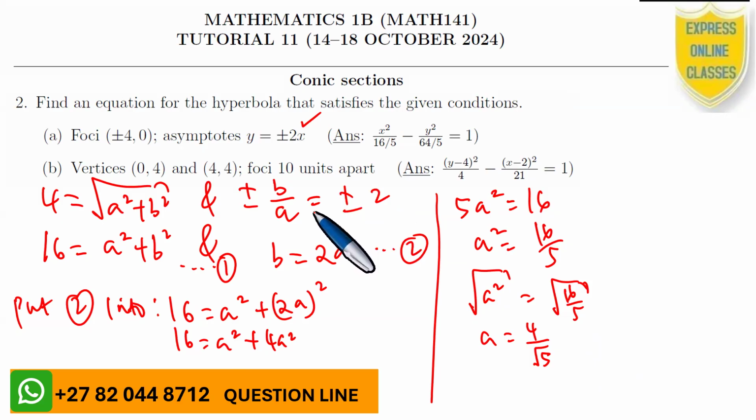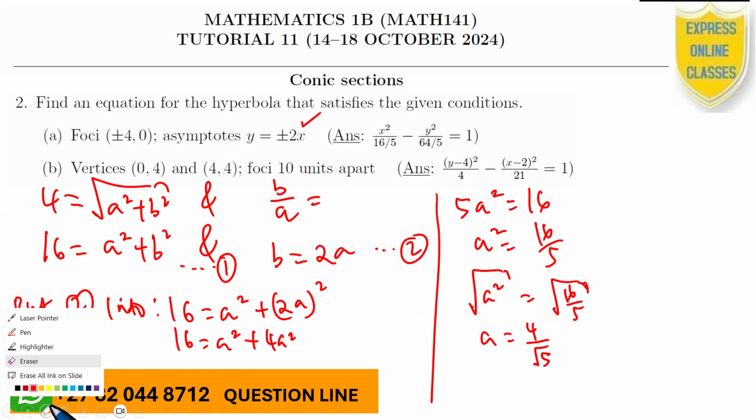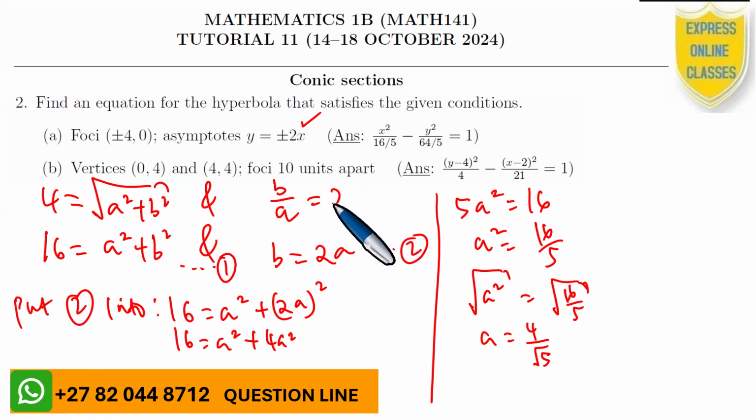Yeah, that's the question. How is B equals 2A? We just cross multiplied here. In essence, you can just leave out the plus or minus, because the A and the B are positive numbers, the way we studied them.